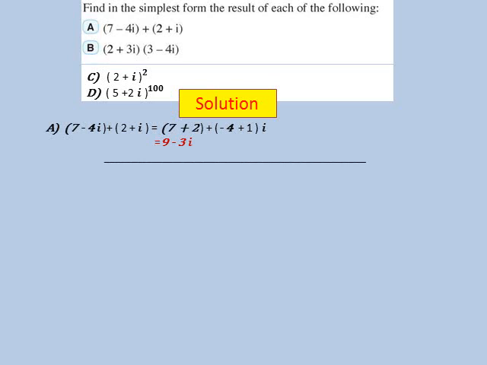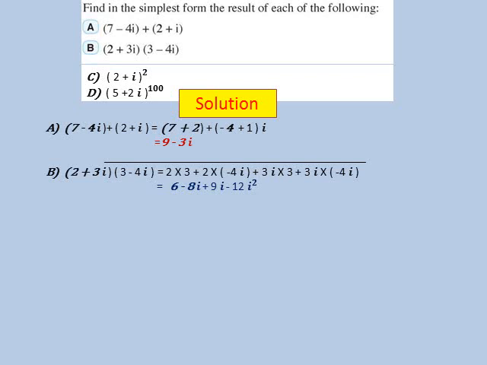In the second, we want to multiply. How to multiply two brackets? I'll multiply 2 by 3, 2 by negative 4i, 3i by 3, 3i by negative 4i. First, 2 times 3 equals 6. 2 times negative 4 equals negative 8, and don't forget i. 3i times 3 equals 9i. 3i times negative 4i, negative 12i power 2.